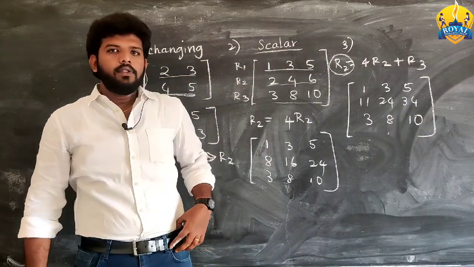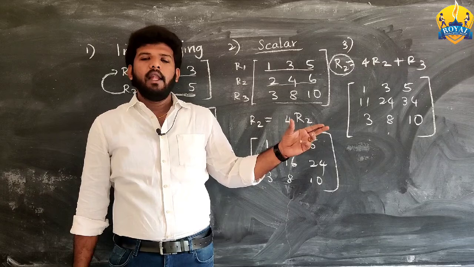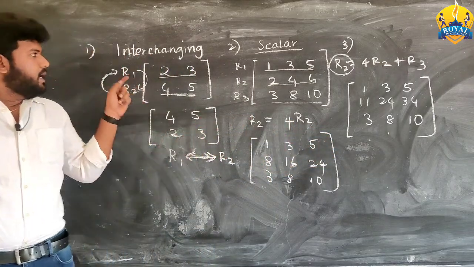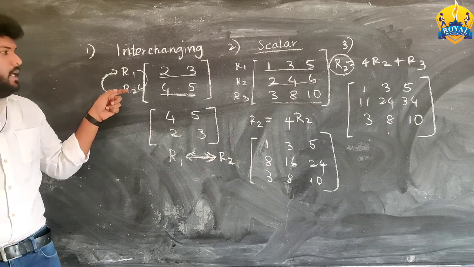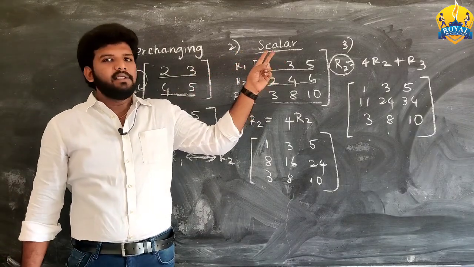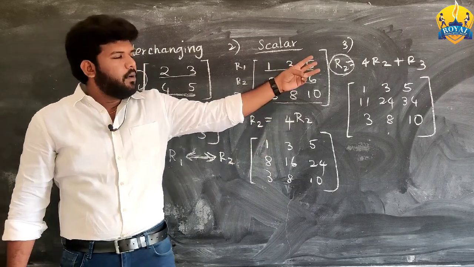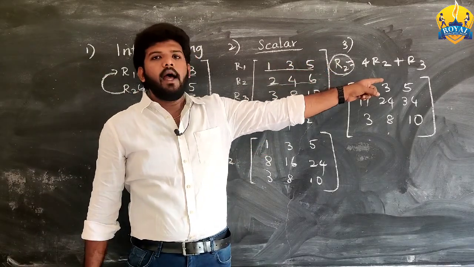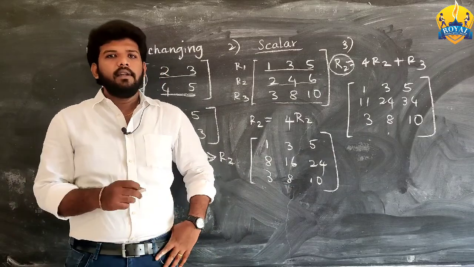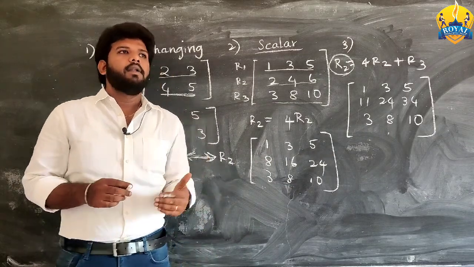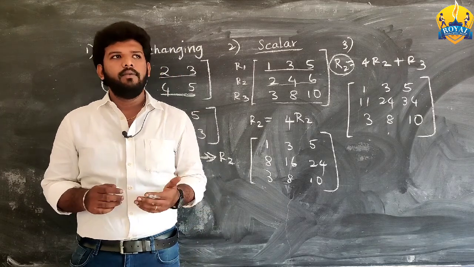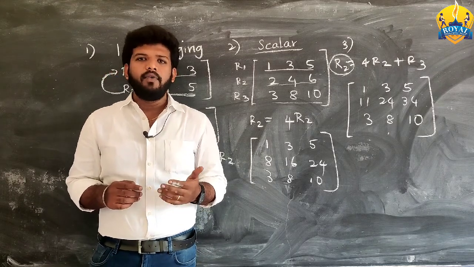So these three things are called elementary transformations, which can be done on a matrix. First one is interchanging: the rows can be interchanged. Second, a row can be multiplied by a scalar number. Third, it can be multiplied and added with another row. These three are the basic elementary transformations. Next we will see what is row echelon form, and then how to find the rank of a matrix.